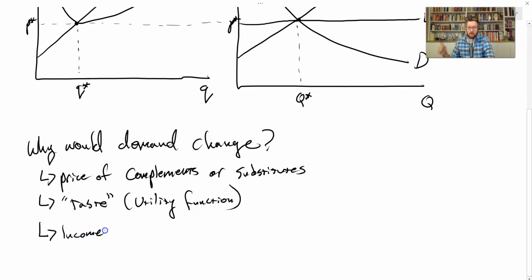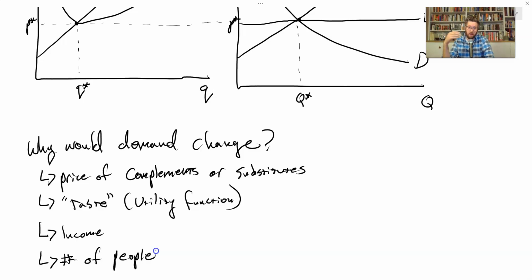As people have more income, they're going to buy more goods that are normal goods and fewer goods that are inferior goods, and that will affect the demand they have for those goods at any given price. Lastly, the number of people. If there's more people all with identical preferences, there's going to be more demand. If there's less people, then there'll be less demand.